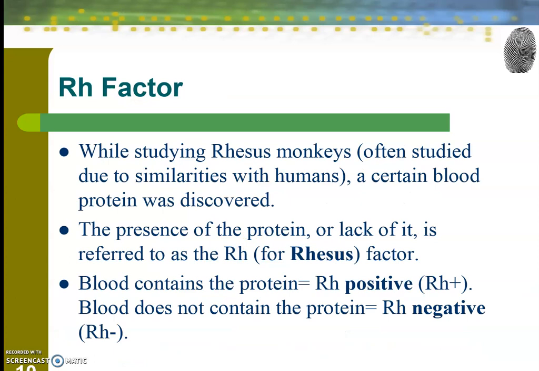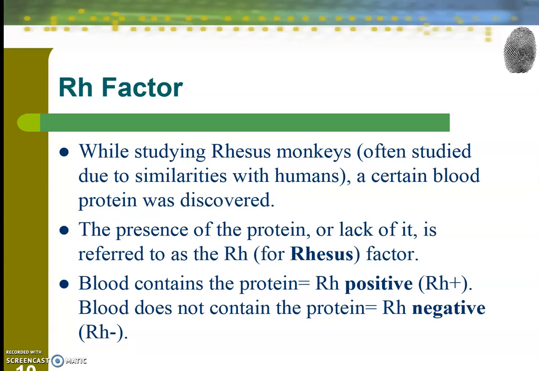So the RH factor. This is where you may hear people say, well, I'm A positive or I'm O negative. That positive or negative is referring to this RH factor. While studying rhesus monkeys, which are often studied in science because they are similar to humans, a certain blood protein was discovered. The presence of this protein, or really the lack of it, is referred to as the RH. If the blood contains the protein, it's called RH positive. If it does not, it's called RH negative.